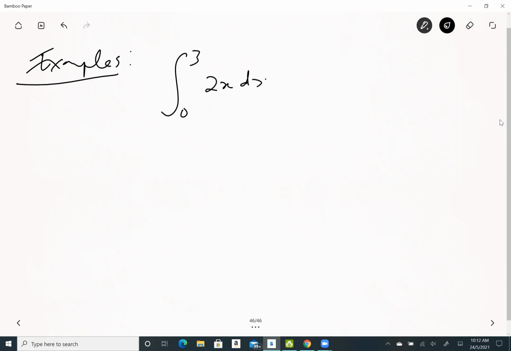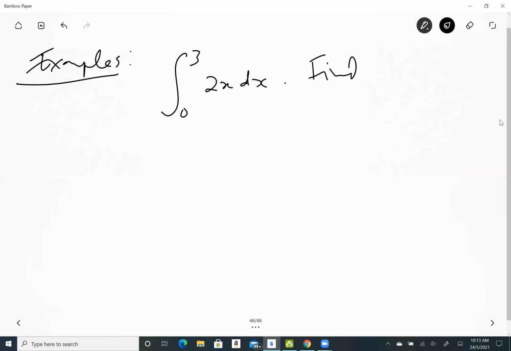All right, so let's look at a few examples. If you look at example 13.2, there are a few examples. Based on that, we will do a few. Let's say you want to find the integral from point 0 to point 3 of 2x dx. When you see this symbol, we know it is a definite integral. So what do we do?